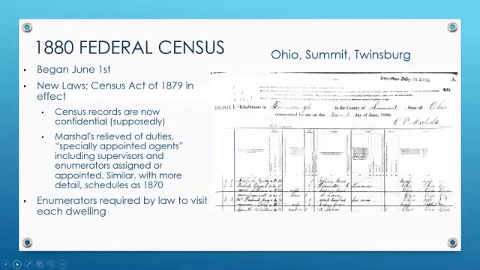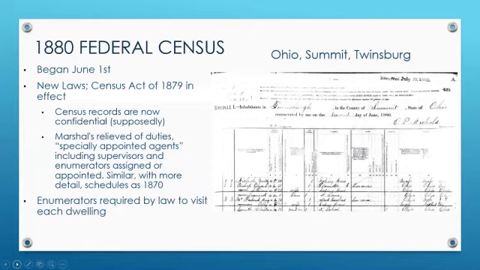And so beginning on June 1st, the 1880 federal census, there was a new law in effect in the Census Act of 1879. So in 1879, census records were not confidential, which would probably explain why some people didn't want to answer those questions. But they have been supposedly confidential since 1879.